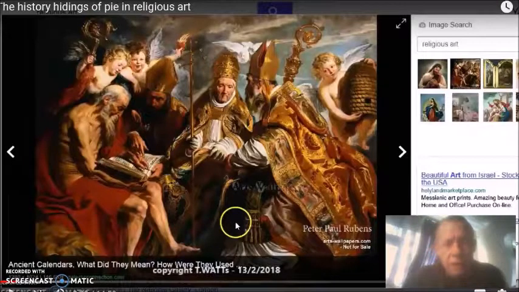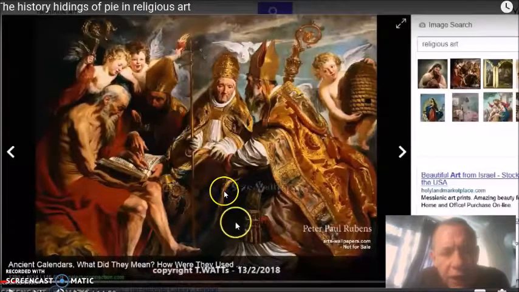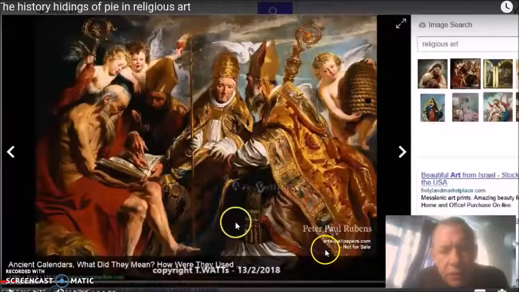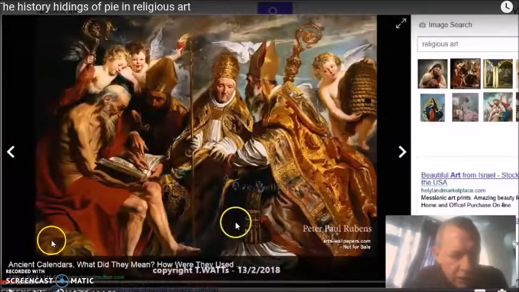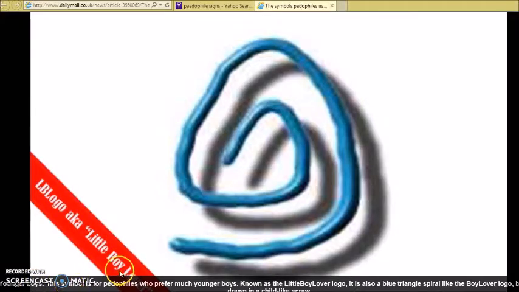Right, you see, just concentrate on this triangular area here of the bishop, cardinal, whatever he is. That triangle there, right? With the image of the little boy on his knees in there. This triangular shape here, right, is this. Younger boys. This symbol is for paedophiles who prefer much younger boys.